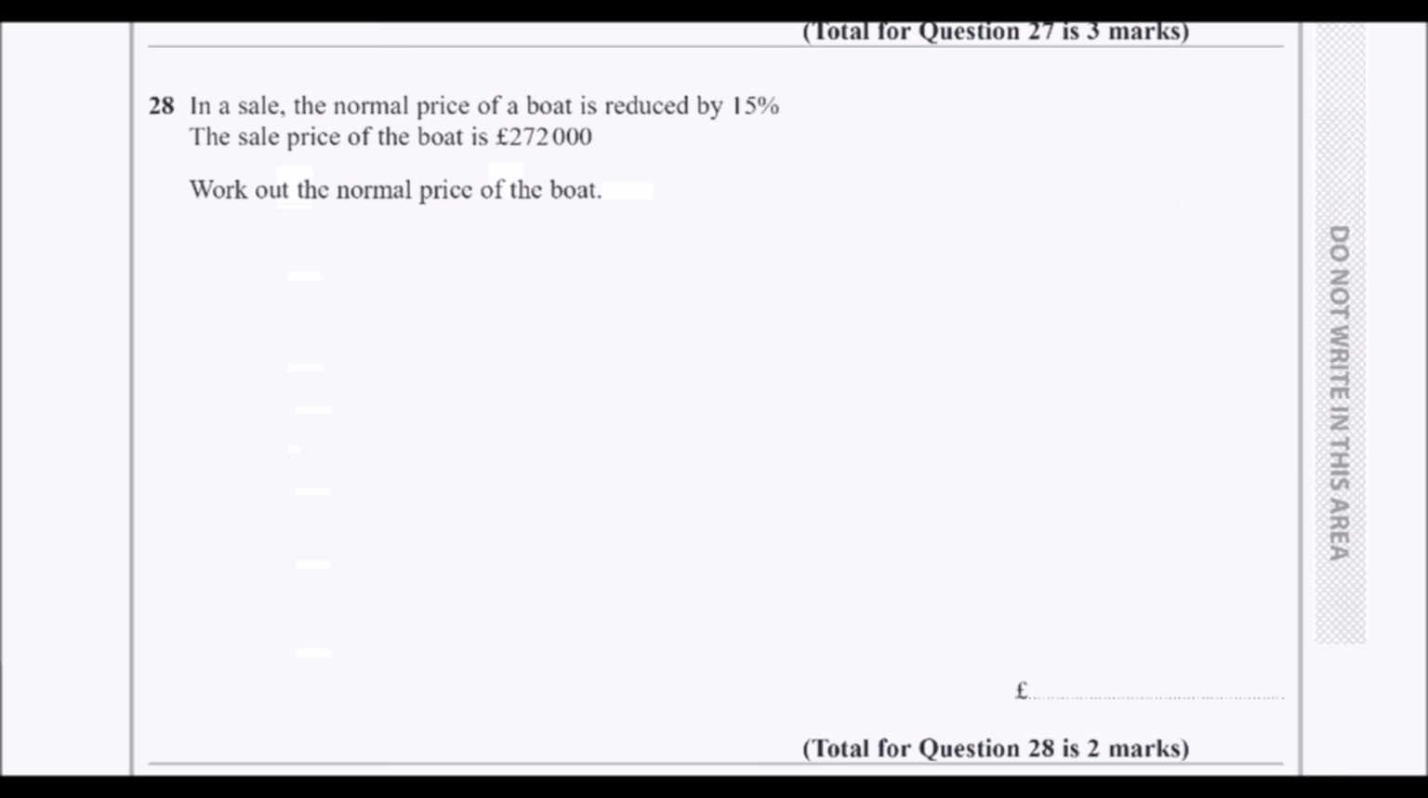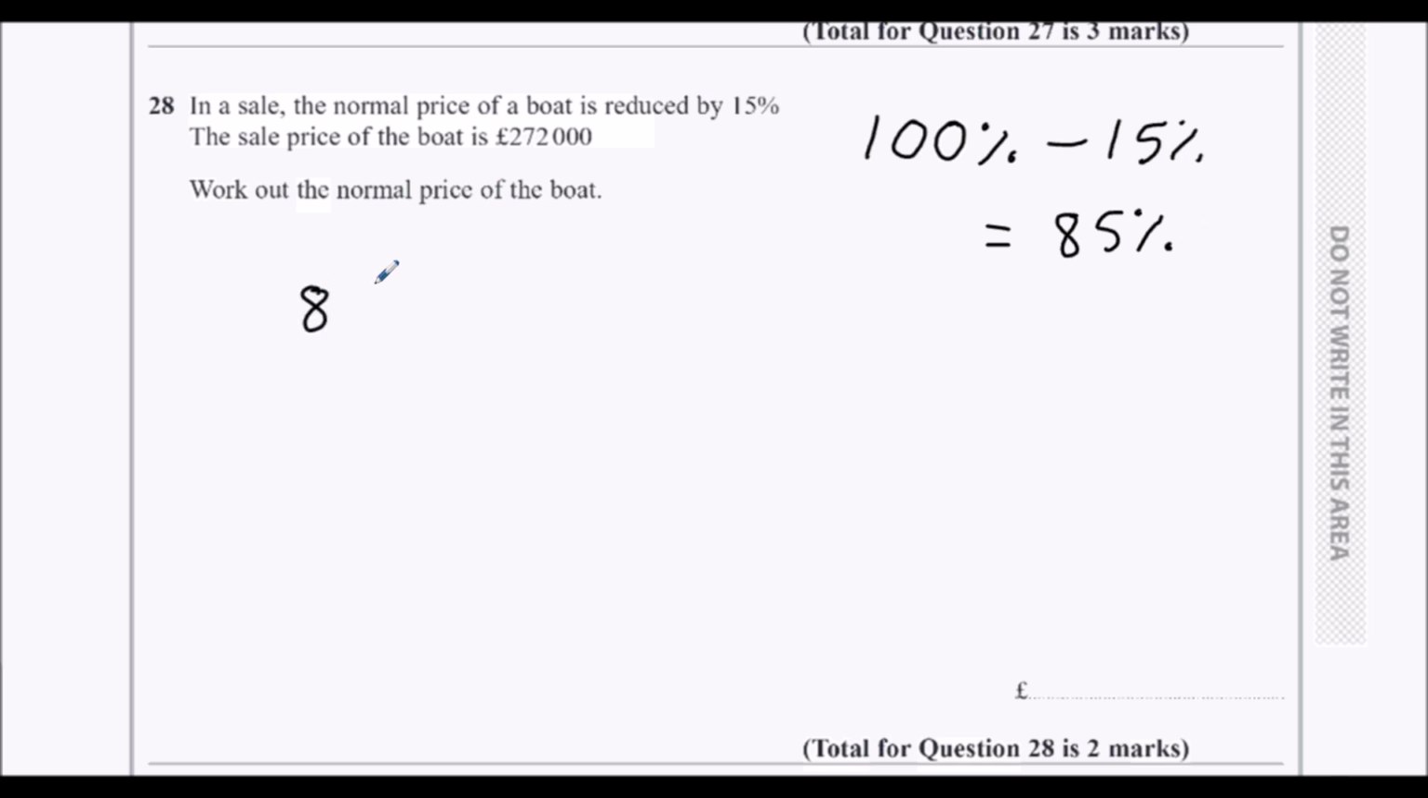Question 28. In a sale, the normal price of a boat is reduced by 15%. The sale price of the boat is £272,000. Work out the normal price of the boat. So if we've reduced the boat by 15%, it started off as 100%, the total. If we took 15% off, how much is left? So 100% take away 15% is 85%.